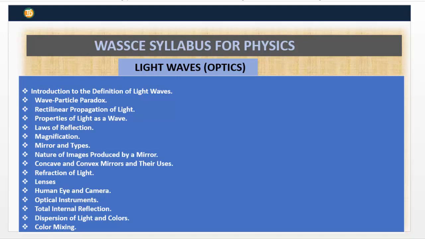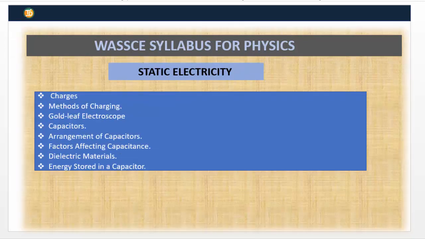We have refraction of light, lenses, human eye and camera, optical instruments, total internal reflection, dispersion of light and colors, and color mixing. And next, we have static electricity. Under static electricity, which is also known as electrostatics.